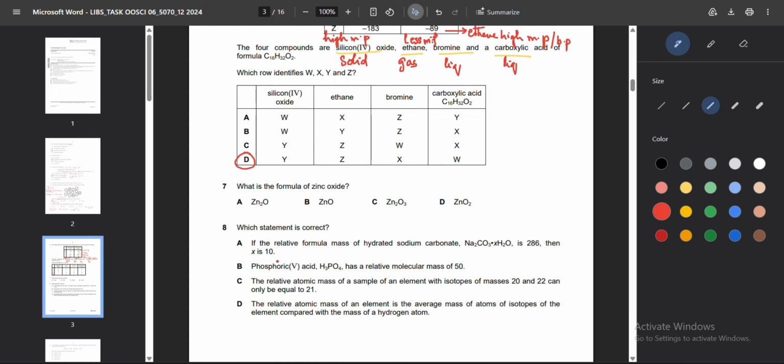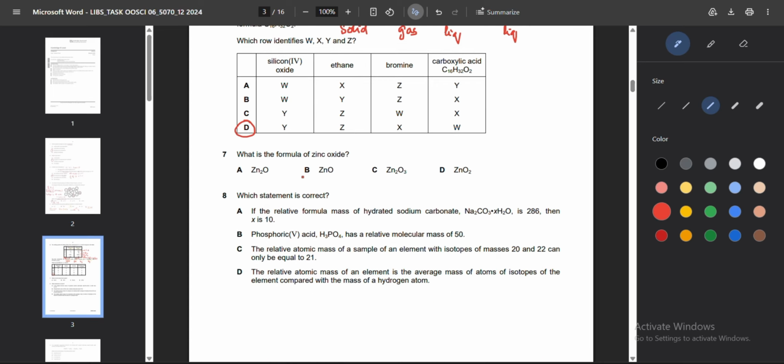Okay, what is the formula of zinc oxide? Zinc has an oxidation number of +2, oxygen has an oxidation state of -2. Now both will balance each other, so that makes the formula to be ZnO. This is the correct option.